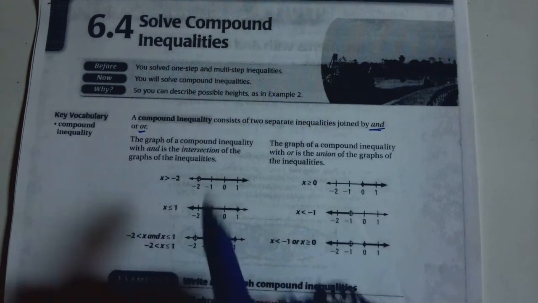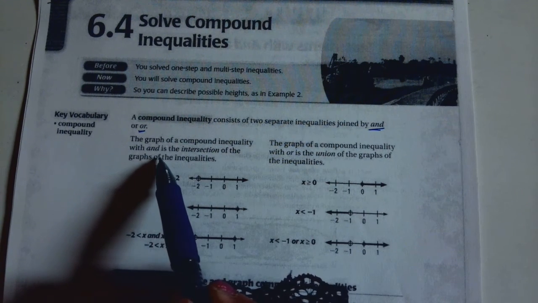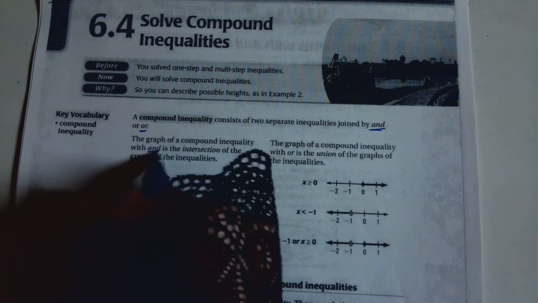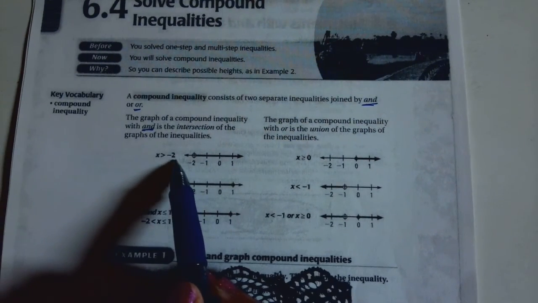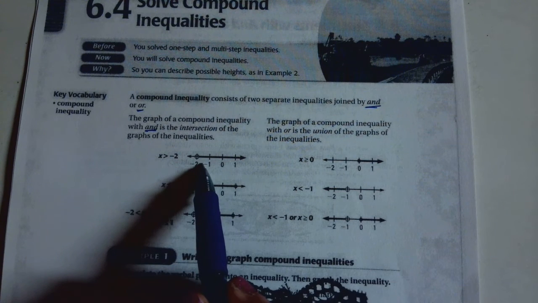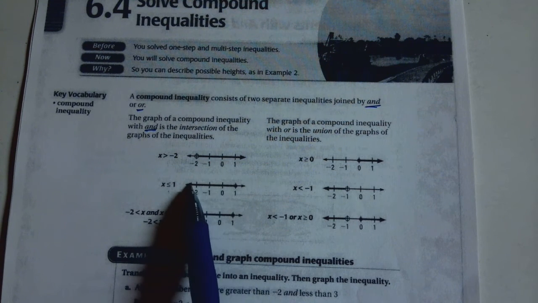Okay. So the graph of a compound inequality with "and" is the intersection of the graphs of the inequalities. So the way I like to say it is, say you have x is greater than -2 and x is less than or equal to 1. So you can see that this is graphed like this. We've been looking at that earlier. So it doesn't include -2 and it's going up the number line, and then x is less than or equal to 1. So you can see it's closed and it's going this way.